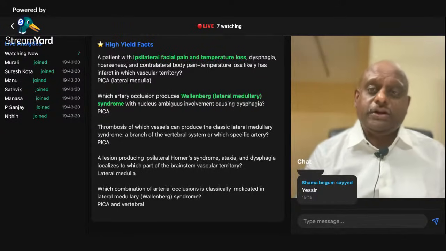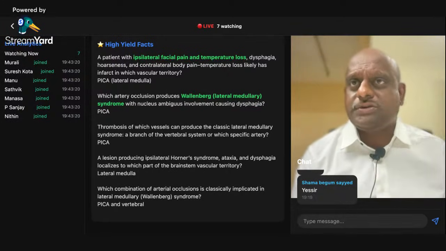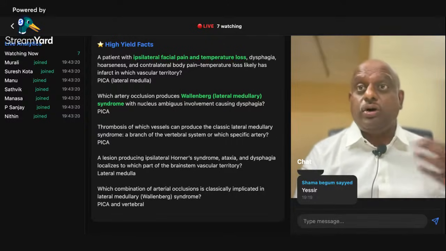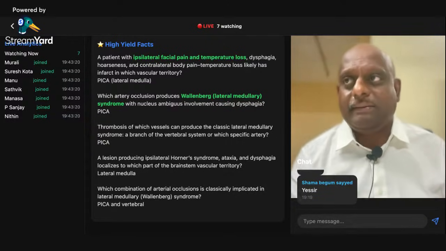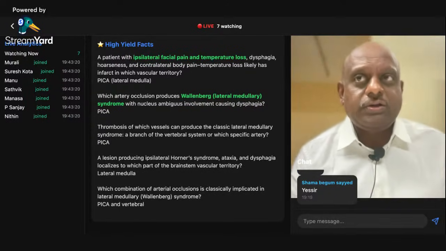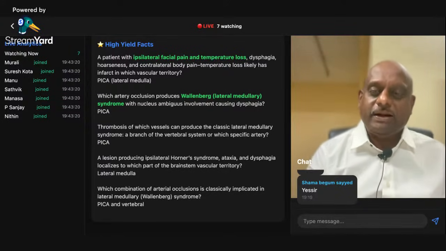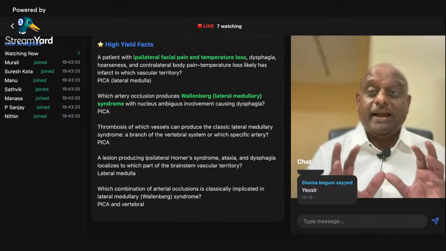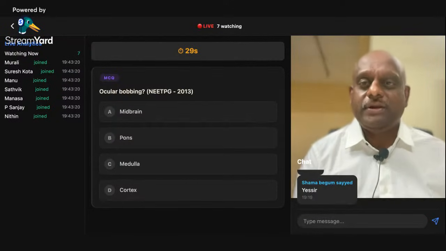In lateral medullary syndrome, there is ipsilateral facial pain and temperature loss, dysphagia, hoarseness, and contralateral body pain and temperature loss. The contralateral body pain and temperature loss is typically PICA, posterior inferior cerebellar artery. You should know the territorial distribution and what is lost in lateral medullary syndrome.